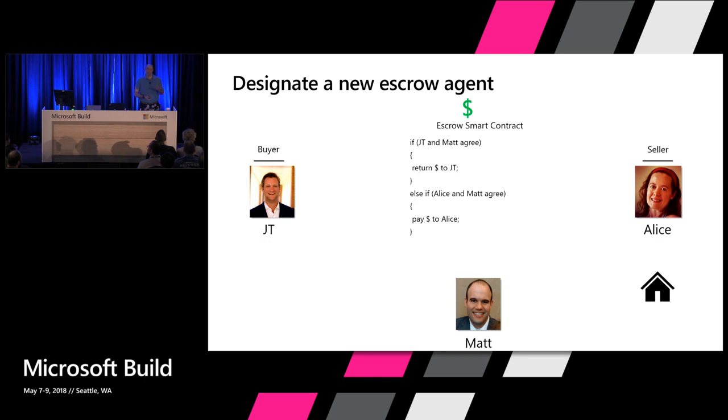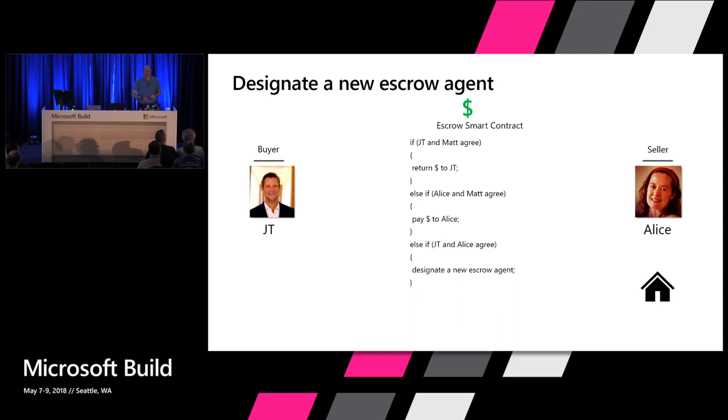Now, I could still be unpleasant and skip town. And if I did, even though the money's not coming to me, I'm less happy. But also, JT and Alice are still unhappy because now there is no way for them to get that asset out of the smart contract. Again, these transactions are irreversible, they're immutable, you're stuck. That money is now locked up in the smart contract forever. So, whoops, let's fix it.